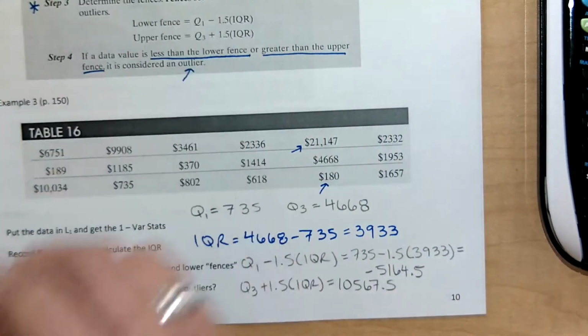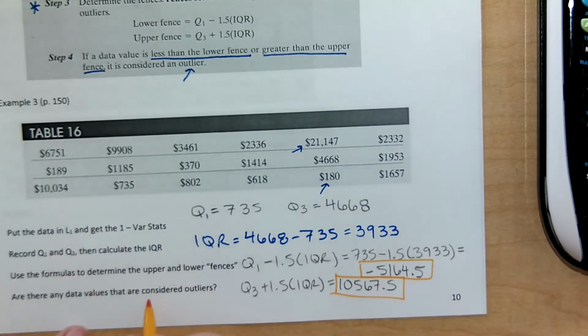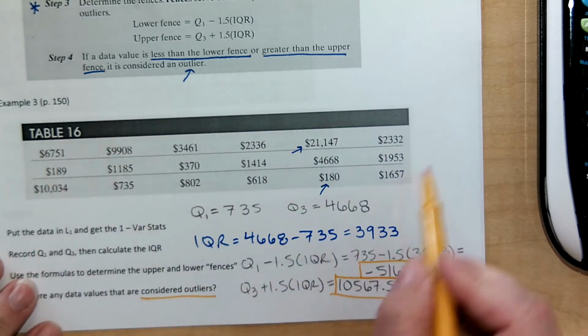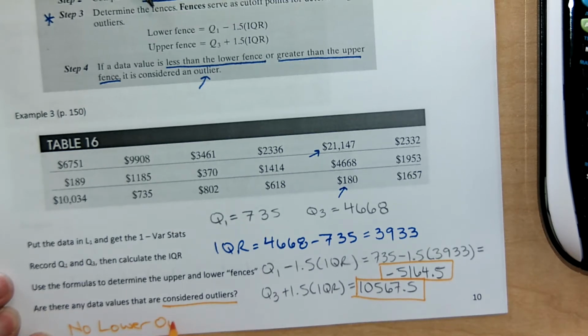I got a little crammed down there. So we have our lower fence and we have our upper fence. And the question is, are there any values that are considered outliers? Because our lower fence is negative and none of our values are negative, there's no lower outliers, nothing below that negative number.